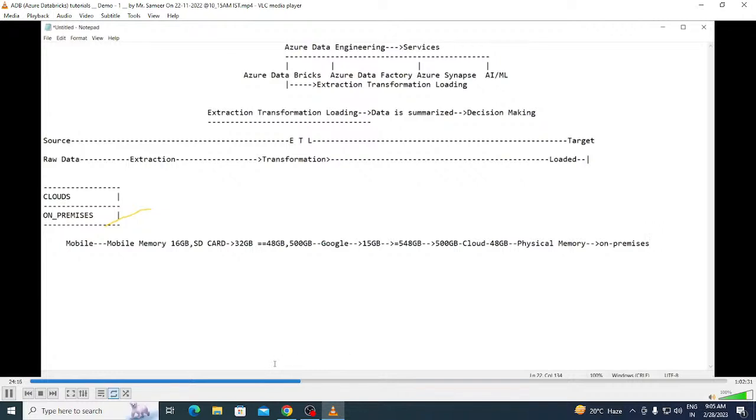On-premises. So now tell me, what is the drawback you have between on-premises memory and cloud memory? On-premises memory, once you lose your mobile phone, you cannot recollect it. But the same can be recollected using the cloud. Am I right or not? So this is the drawback you have in the on-premises data. So now, guys, just for 548 GB, which is required for us, what we have done is we took the support of the cloud rather than taking the support of the mobile phone.